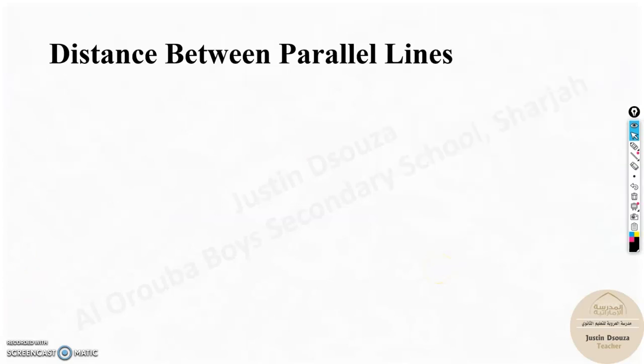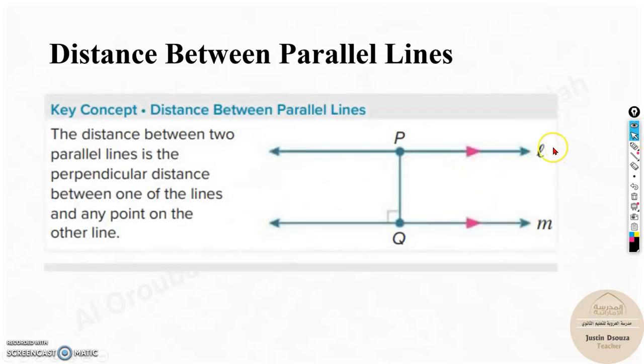Now we will see how we can find the distance between parallel lines. You can see over here L and M are parallel lines. How do we find the exact distance between them? You need to consider any one of these lines. It's up to you. I will choose this line M. You need to find the perpendicular distance from this line to any point on the other line.